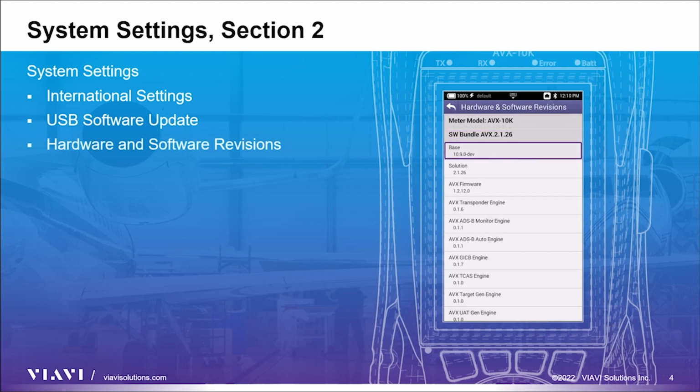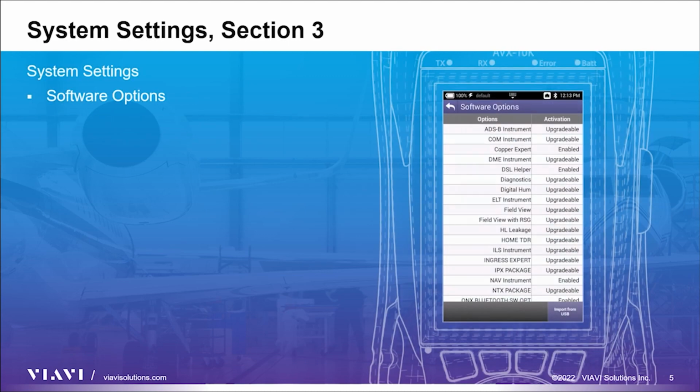Hardware and software revisions. This is where you go when someone from Viavi asks what hardware or software revisions your unit has installed. Software options. This screen provides a listing of all of the Viavi software options aligned with the AVX 10K. This will also reflect the activation level of the respective option, either enabled or upgradable. When new or recently purchased software options become available, they can be downloaded from your StrataSync account. The changes will be reflected here.